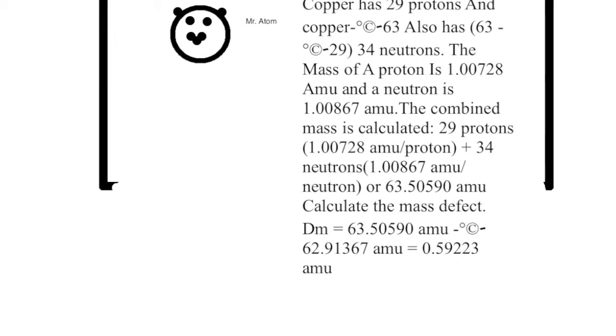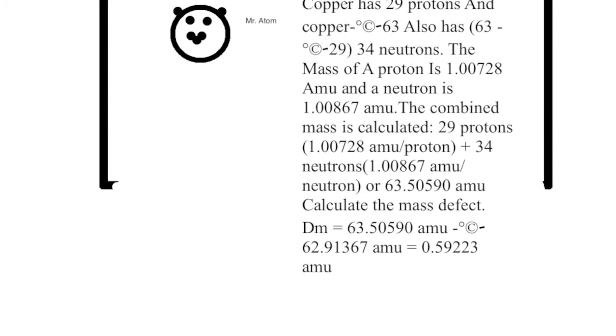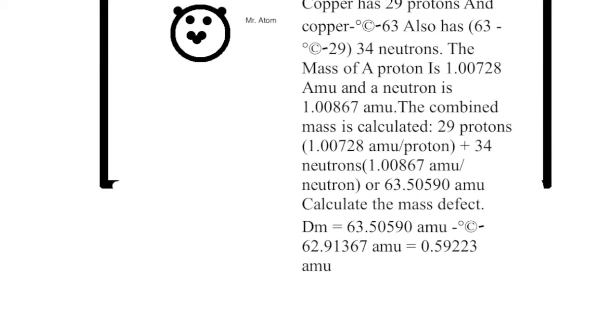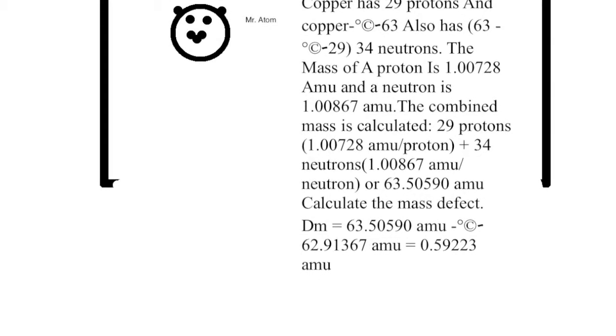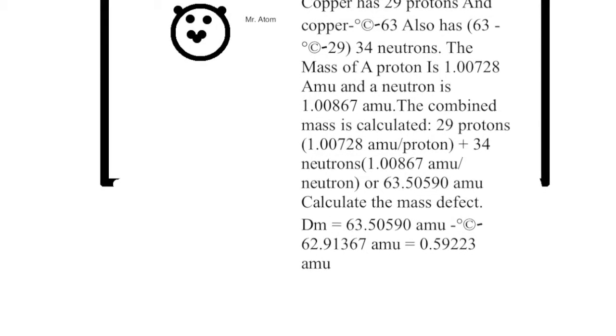The combined mass is calculated: 29 protons times 1.00728 plus 34 neutrons times 1.00867, or 63.50590 AMUs. Let's calculate the mass defect.